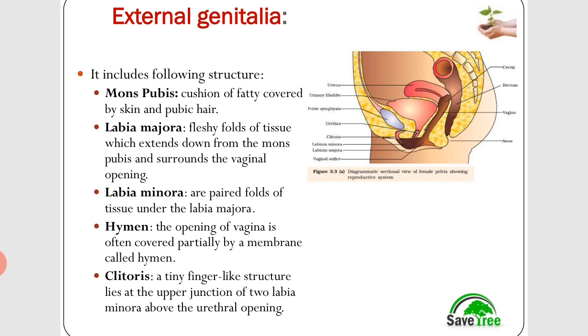First you will have the mons pubis, then the labia majora. Inside the labia majora you will have the labia minora. Then your vagina will be covered by the hymen. Then at the top you will have the clitoris. This is all regarding the external genitalia.